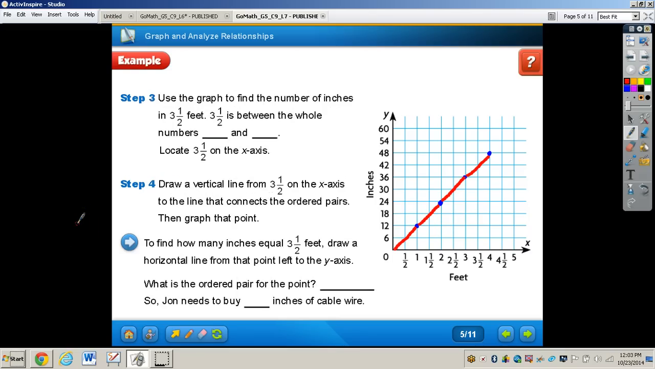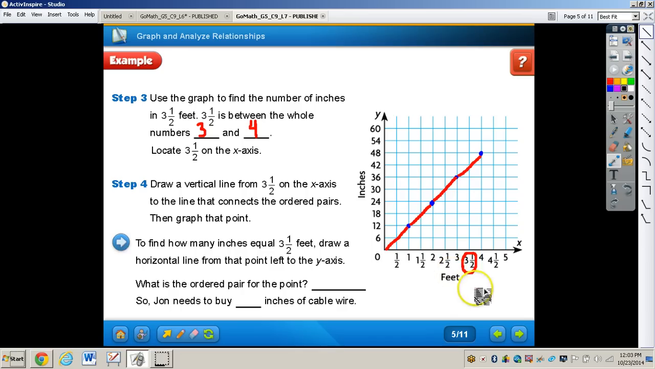So step 3, because we still have not found our answer yet, we want to use the graph to find the number of inches in 3.5 feet. Now 3.5 feet is between the whole numbers 3 and 4. Pretty obvious there. Now what we want to do is locate 3.5 on the x-axis. So you can see 3.5 is right here on the x-axis. Make sure you can see that.